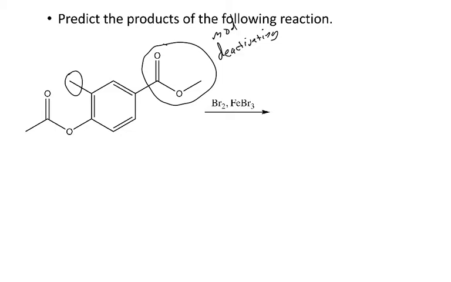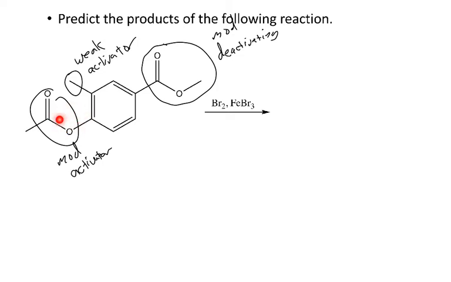We have a methyl group, which is a weak activator. And then we have this group, which can contribute electron density by resonance, but it also will contribute electron density in this direction outside of the ring by resonance. So it's going to be a moderate activator. But among the three groups that we have, this is the one that's the most strongly activating. So it's going to determine where the bromine is going to add.